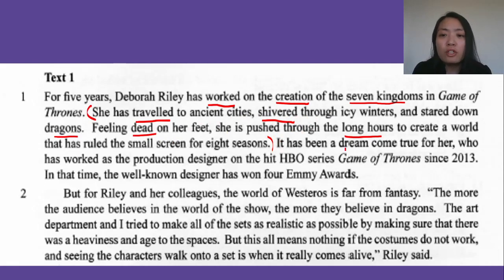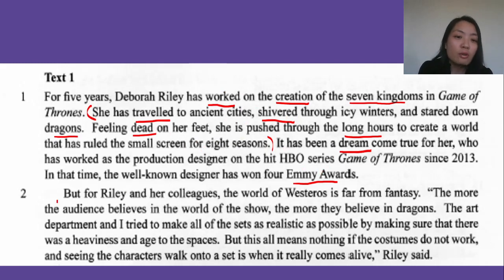And it has been a dream come true for her. Okay, what kind of dream? Who has worked as the production designer on the hit HBO series Game of Thrones since 2013. So we know here it's been difficult, but it's still a dream come true for her. And in that time, the well-known designer has won 4 Emmy Awards. So basically, from this first part, we know that she worked on this Game of Thrones series, and it's not been very easy for her, but it's still a dream come true.